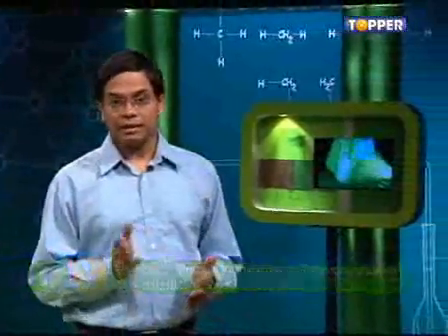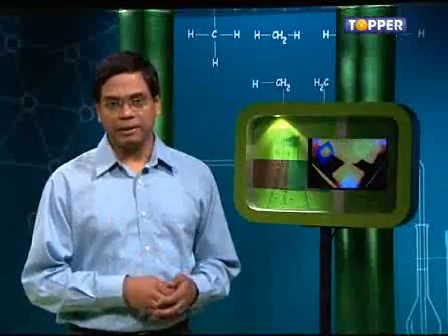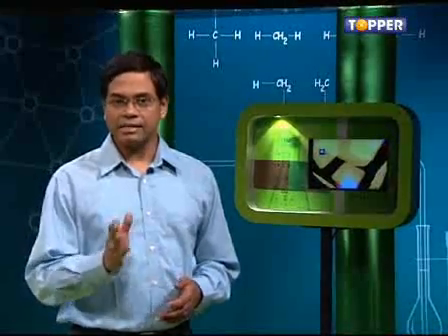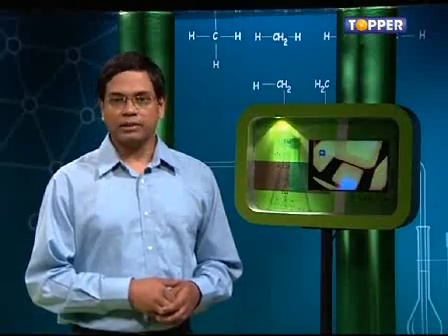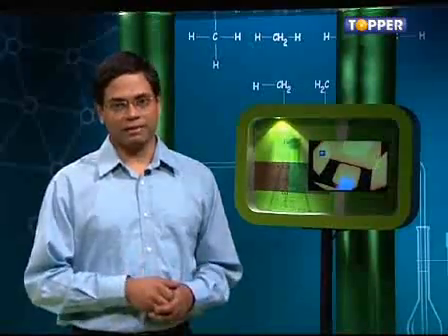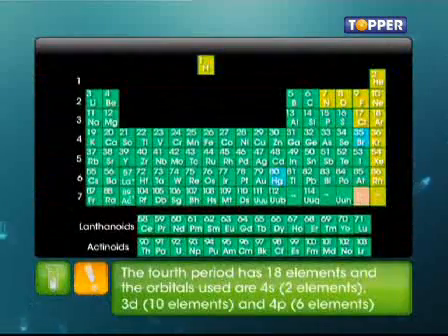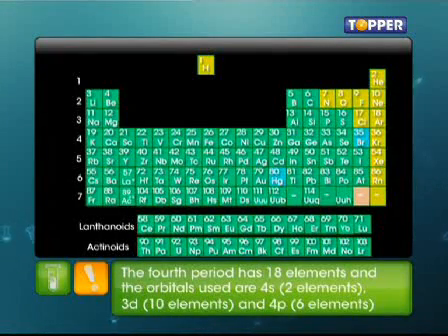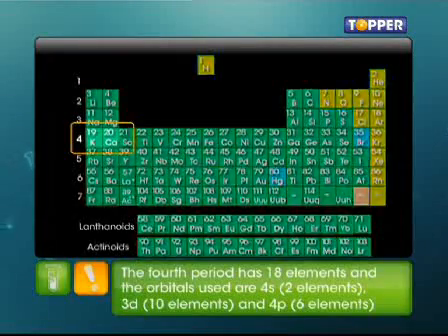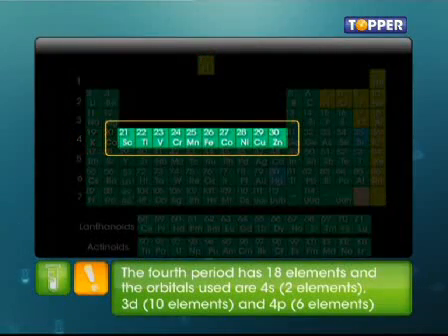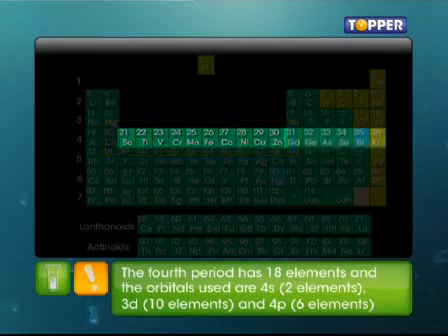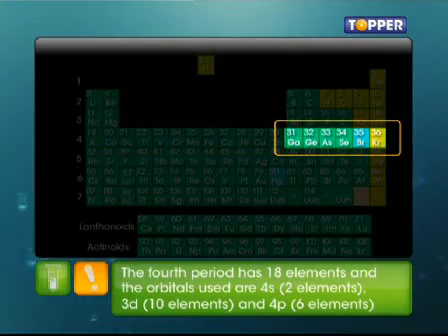After zinc, the electrons begin to fill up 4p, and the period ends at the noble gas krypton with this orbital completely filled. So, we can say that the fourth period has 18 elements, and the orbitals used are 4s with 2 elements, 3d with 10 elements, and 4p with 6 elements.